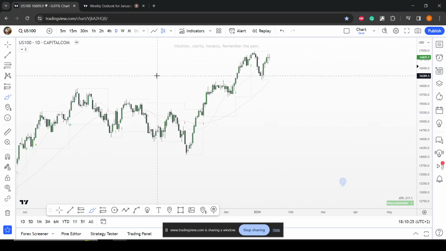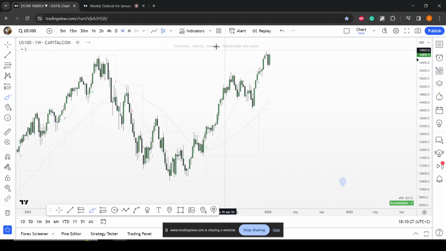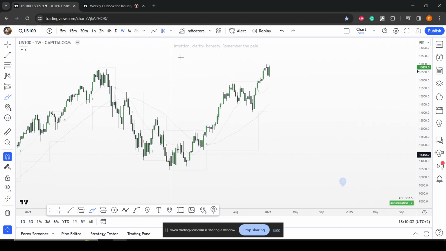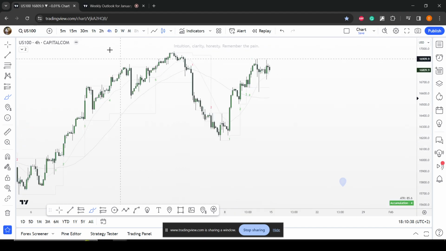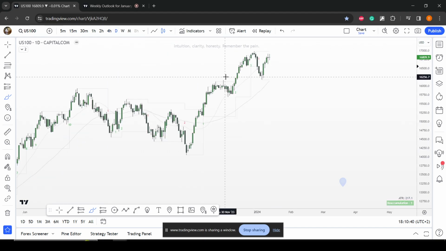So we have higher time frames pointing up. We just broke all-time highs here, and it seems that we are ready to push to the upside. So daily pretty bullish. I mean, clearly bullish.